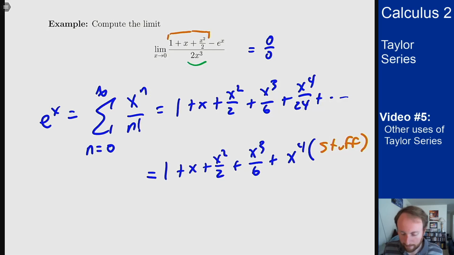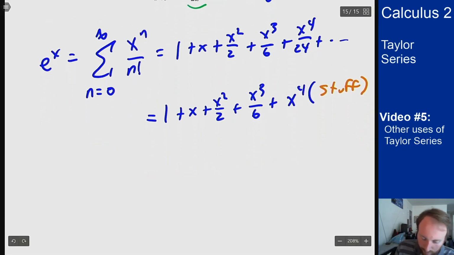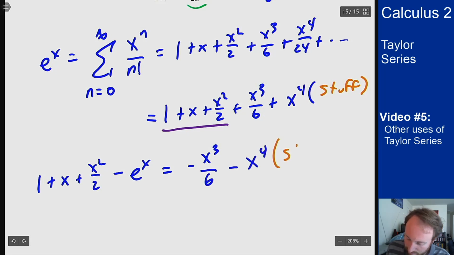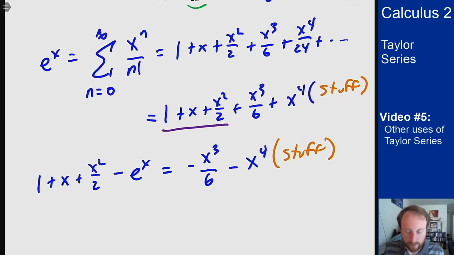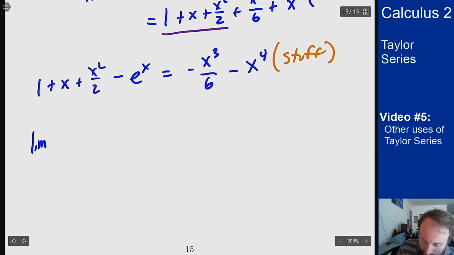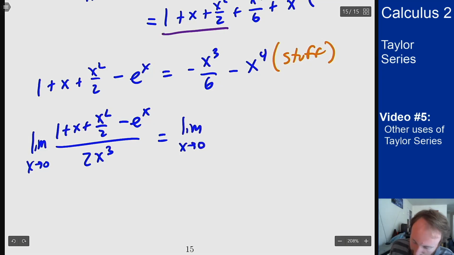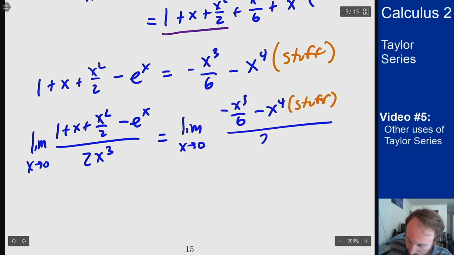Then what does this setup tell me? Well, this tells me that 1 plus x squared over 2 minus e to the x, I'm going to subtract off and cancel these 3 terms. And so I'm going to start with a negative x cubed over 6 minus x to the 4th times stuff. Now let's put that into the limit above and see what we get. So we had the limit as x goes to 0 of our expression from before. So now I'm going to plug that expression into this one here. So I get negative x cubed over 6 minus x to the 4th times stuff divided by 2x cubed.